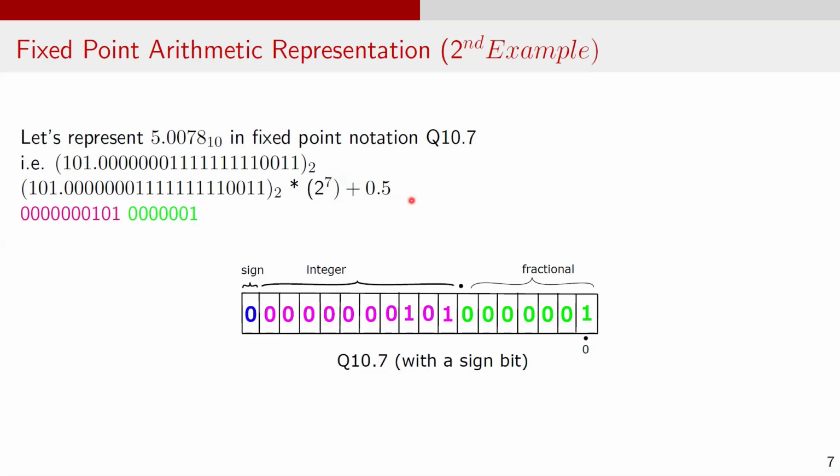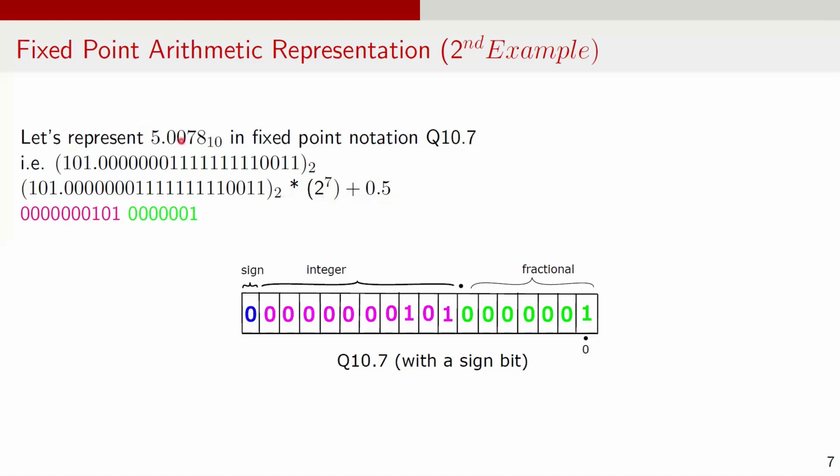Let's work out the representation of 5.0078 in Q10.7. When written in binary, 5.0078 is approximately 101 dot some zeros and ones. This binary representation requires many bits in the fractional part. However, in Q10.7 format, we have only 7 bits. Therefore, the number needs to be multiplied by 2 to the power 7 and then rounded.